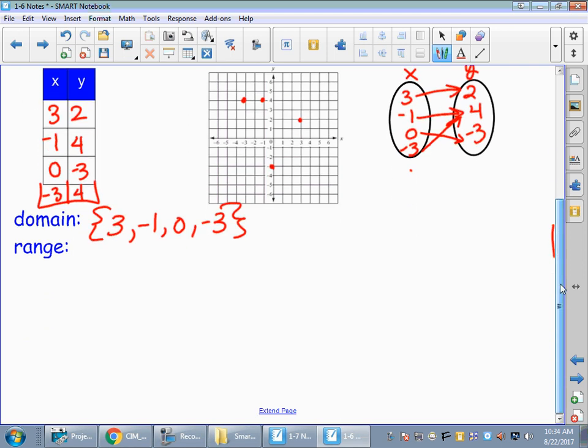For range, same thing. My range is 2, 4, -3. I really don't need to say 4 again. You're just listing all the numbers in the range. I already listed 4. Got it. You don't have to write it again. I won't mark you down if you write it again, but it's a little redundant, and I want you guys to work towards not writing it down.